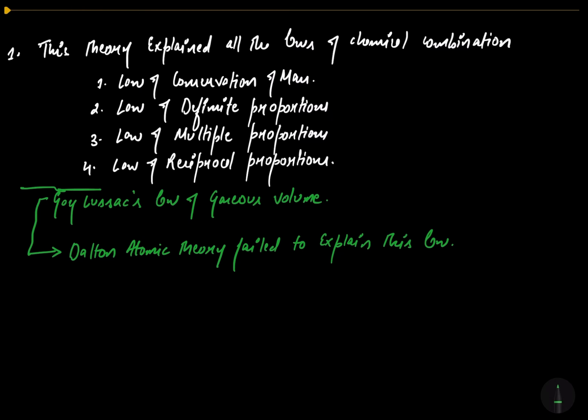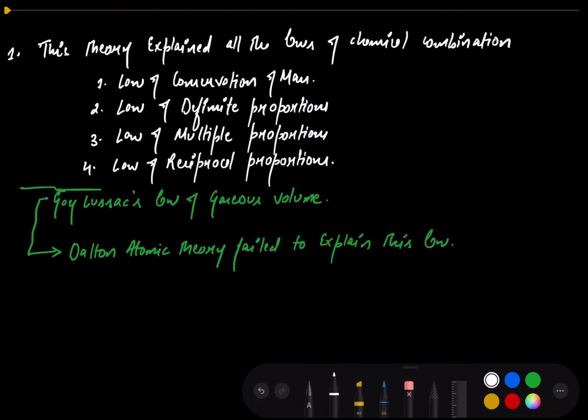So this was the first drawback or the limitation of Dalton atomic theory, that it could explain the laws of chemical combination, but it failed to explain the Gay-Lussac's law of gaseous volume. So let us move to the second point.